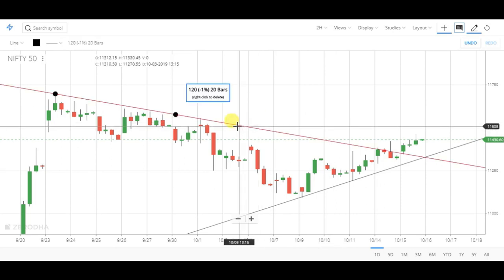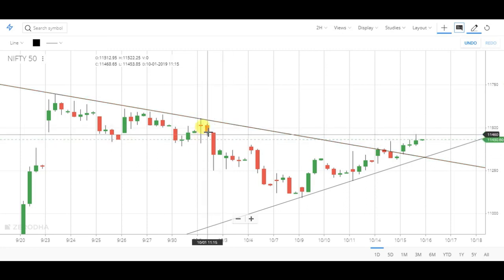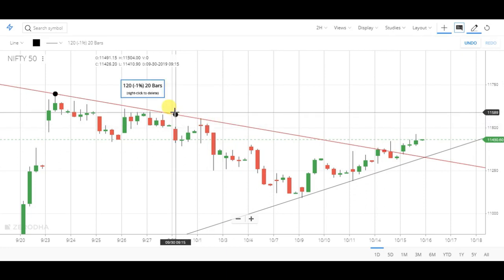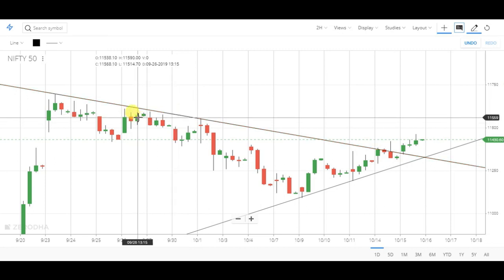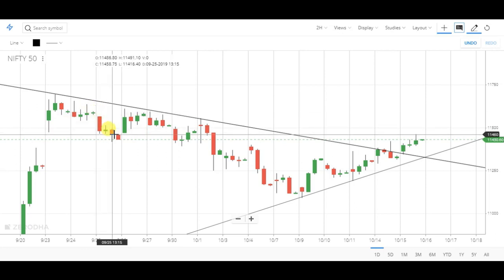Now, for further resistance for the Nifty, around 11,560 is going to be the first resistance. Reason being, we can clearly see that from this price Nifty started the downfall. And if Nifty closes above this price, then around 11,581 is going to be the second resistance. Reason being, from here Nifty started the downfall, and even if we go further back, we can clearly see that around this price Nifty started to go down.